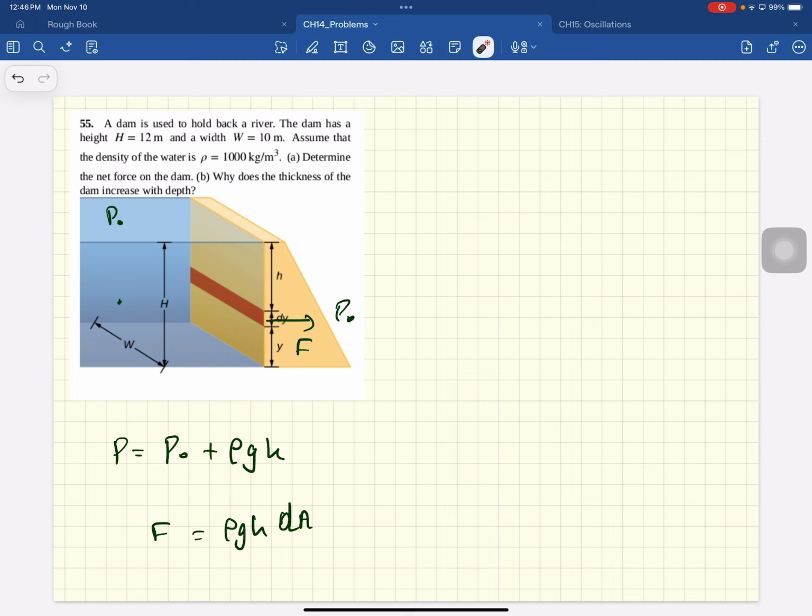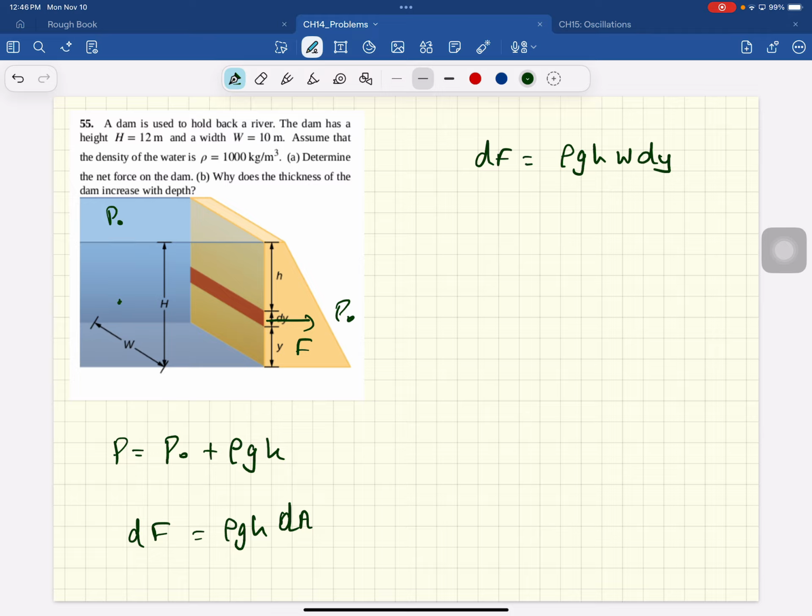Question? Does it make sense? Sounds like we need to do an integral. Yeah, we will. We're just setting up the integral. So what is this area? The area is the width times this height. So the force on this strip is the gauge pressure times the area of the strip. We'll call it dF. dF is gauge pressure times width times dy.